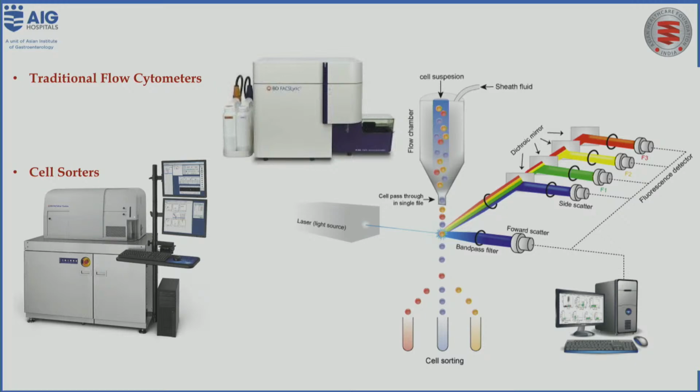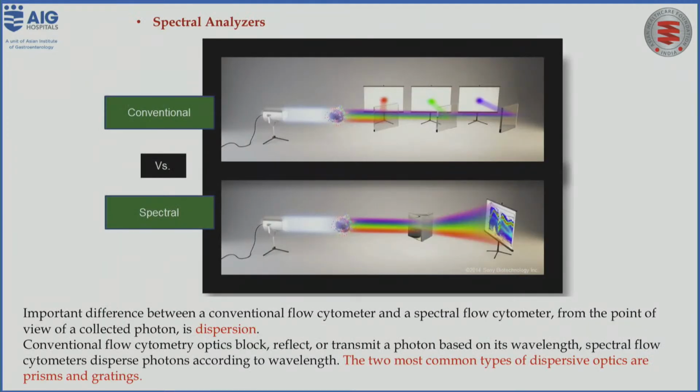But by using a cell sorter, based on the cell type of interest, we can sort the cells using the flow cytometer. Now, the difference between conventional and spectral flow cytometry. The important difference between these two is the dispersion. In conventional flow cytometry, the optics block, reflect, and transmit a photon based on its wavelength, whereas in spectral flow cytometry, the photons are dispersed according to the wavelength.